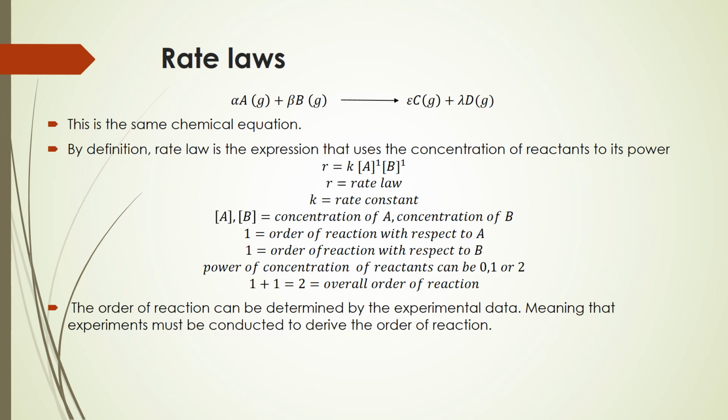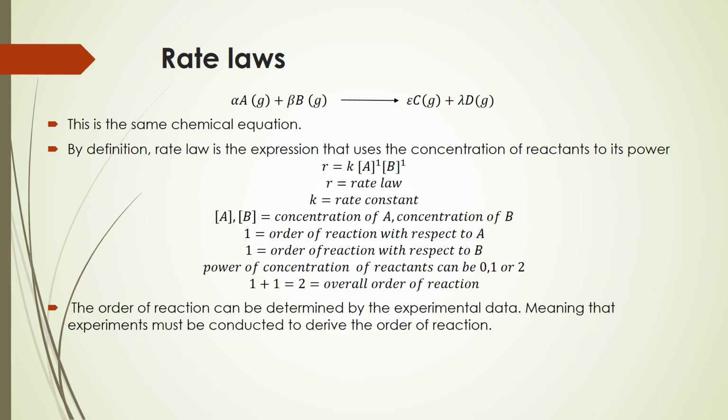The order of reaction can be determined by the experimental method, meaning that experiments must be conducted to derive the order of reaction. As it's stated there, the order of reaction must be obtained from experiments. So from experiments, we have sets of data that we have to analyze, and upon analysis, we can determine the order of reaction.